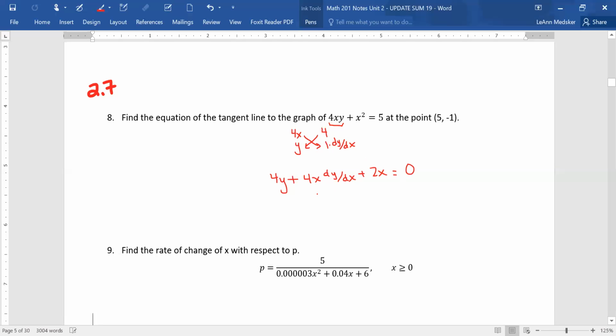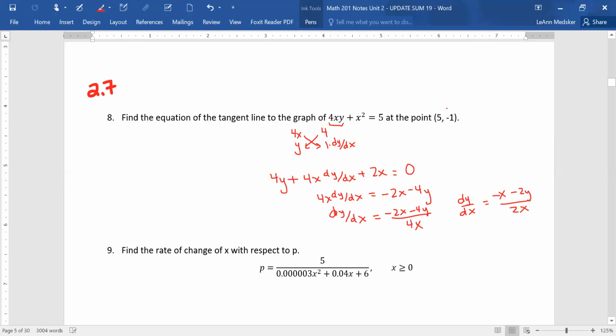So our next goal is to get everything that does not have dy dx to the other side. So we'll subtract over, it'll be negative 2x and a minus 4y, and then we'll divide by 4x. Now at this point, because everything is divisible by 2, we could reduce here. So you could write this as dy dx is negative 1x minus 2y over 2x. That would be in reduced form.